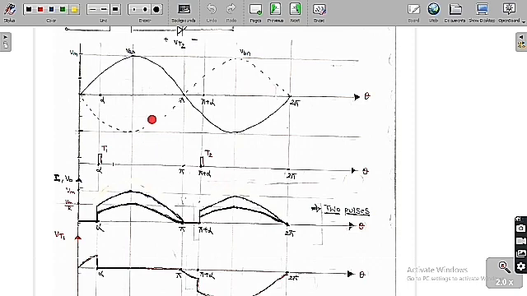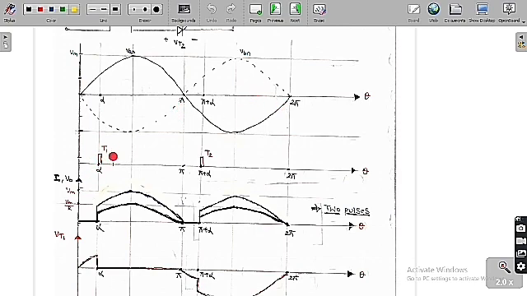T1 is going to conduct only when VAN is positive. VAN is positive only in this region from 0 to pi. So T1 is going to conduct only when VAN is positive, which means alpha can vary only from 0 to pi. Only in this range can you trigger the thyristor T1. Whereas when VBN is positive, only then can we trigger the thyristor T2. VBN is positive only in this region, so we can trigger T2 only in this range. That is the reason we trigger T1 in the range from 0 to pi, and T2 in the range from pi to 2 pi.